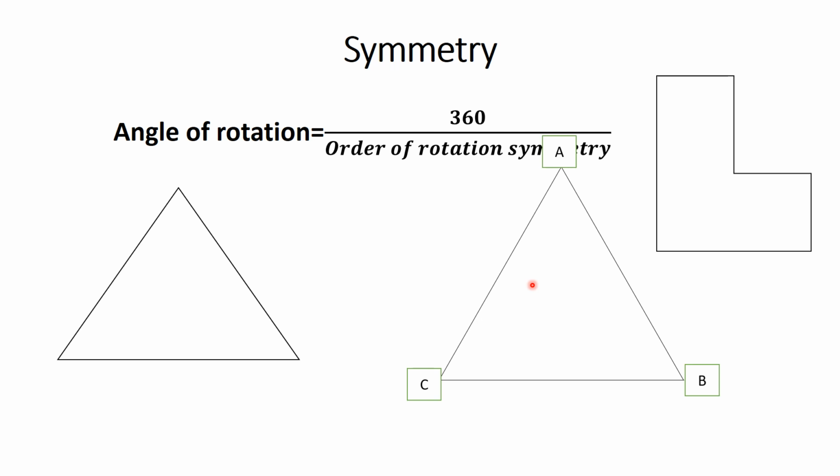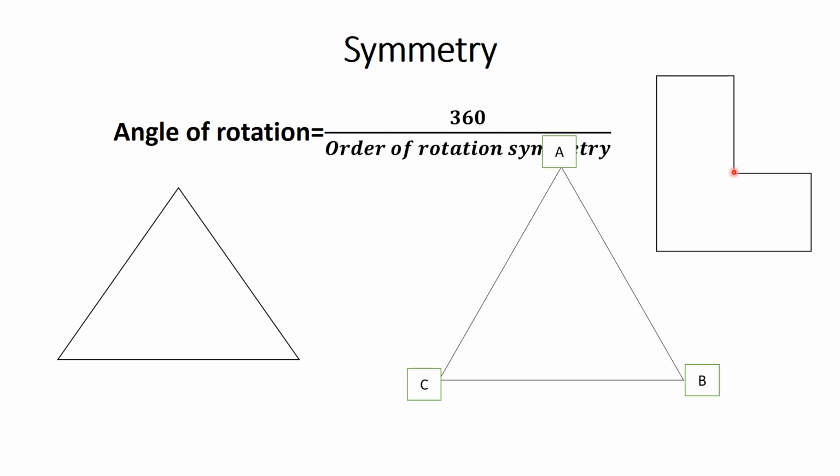So we can say this one has a rotation symmetry of order 1, and its angle of rotation is 360 divided by 1, which is just 360. When we come to lines of symmetry, this has no line of symmetry. There is no line which you can cut here so that one side is symmetrical or is a mirror reflection of the other one. Even if you cut here, no, it can't be.